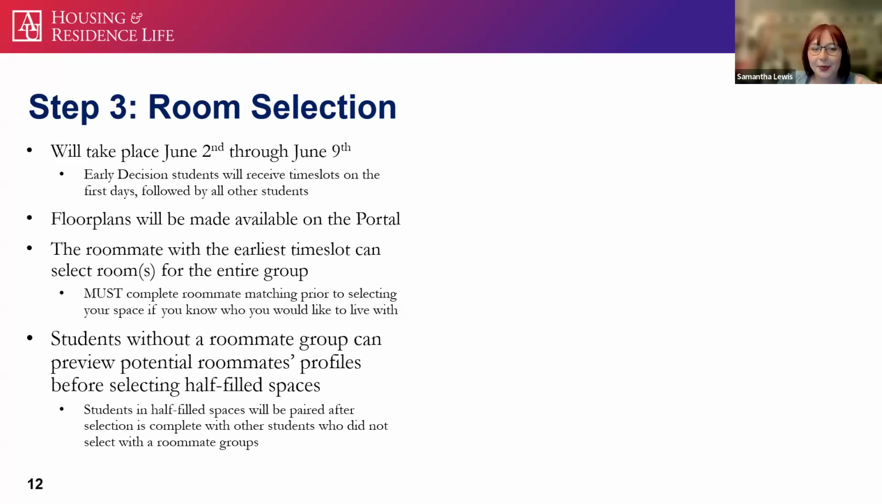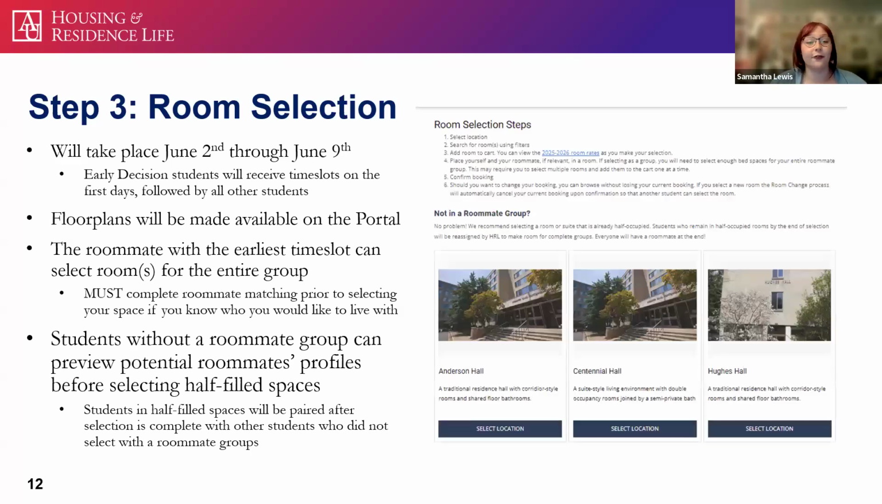And so our third step is room selection. This is going to take place between June 2nd and June 9th. Early decision students will receive time slots on the first days, followed by all other students. When you're in the housing portal, you'll be able to see the floor plans of the halls and the rooms that you're looking for. It's important to note that the roommate with the earliest time slot can select the rooms for the entire group. So say Sarah was an early decision student and her time slot was June 2nd at 10 a.m. But my time slot is June 9th at 4 p.m.